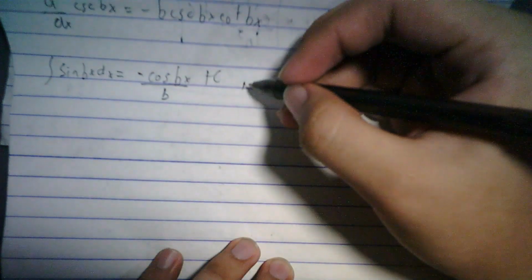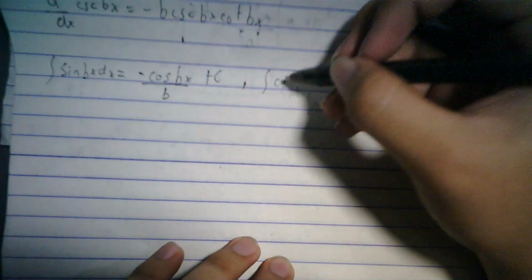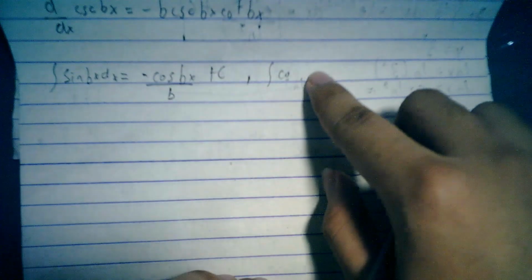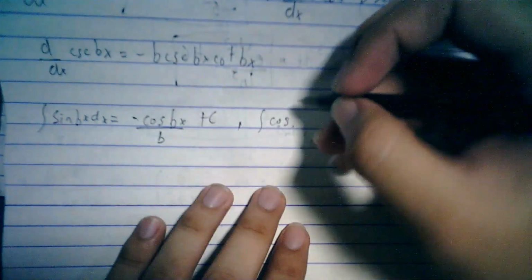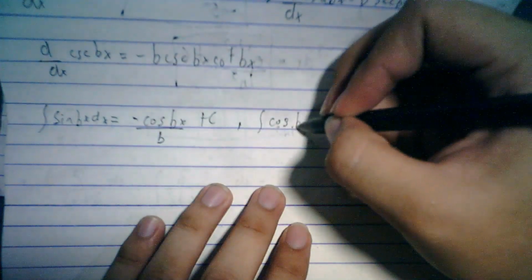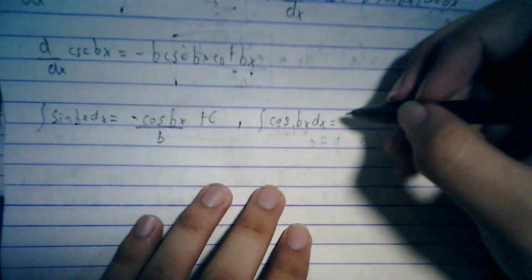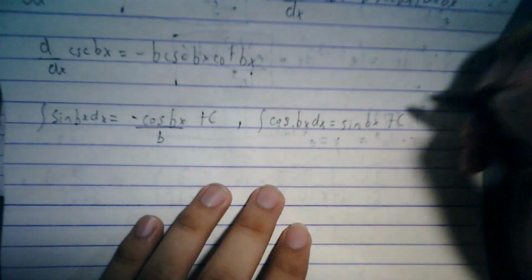So next integral we have here is cosine. By the way, this is not an example. I will give examples later after I finish putting each trigonometric formula. Okay, cosine. So the integral of cosine bx dx is equals to sine bx over b plus c.